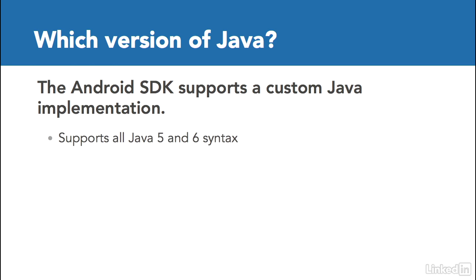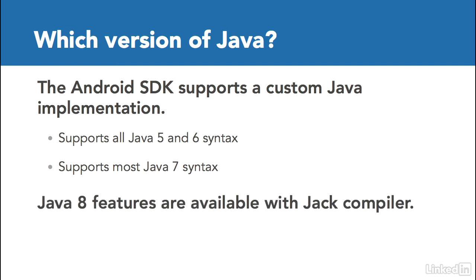In Android, all Java 5 and 6 syntax is supported, and most Java 7 syntax works as well. If you choose, you can configure a project to use what's known as the Jack compiler, which is part of a toolchain named Jack and Jill. If you turn on the Jack compiler, you'll then be able to use a lot of Java 8 syntax, including lambda expressions and method references.